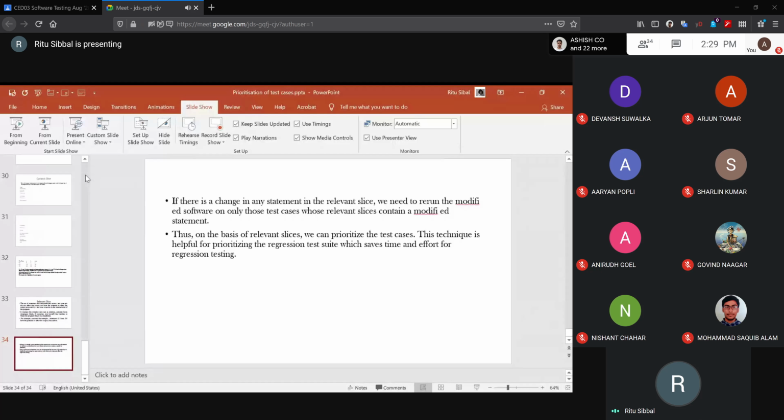More important in the sense that they will cover most of the faults or errors of the program, in case modification of the program is done when we do regression testing. So that is about prioritization. These are all the techniques for prioritization of test cases. That completes the topic on prioritization of test cases.